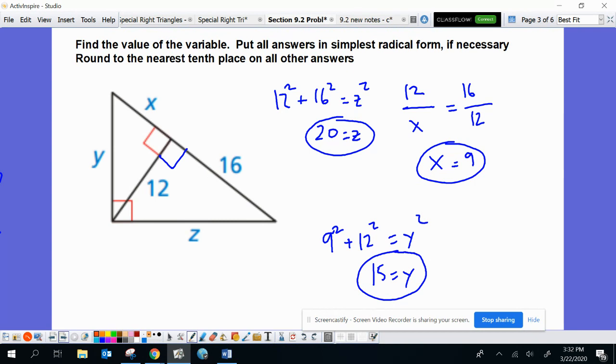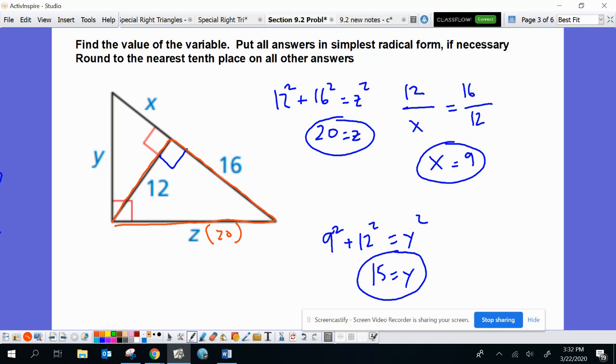Okay, number 3, I did it a few ways you could get it started. I'm a fan of the Pythagorean theorem. So right off the bat, I see 12 squared plus 16 squared is equal to z squared. That's where I came up with z equal to 20.